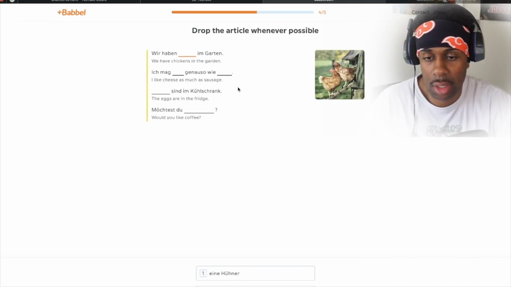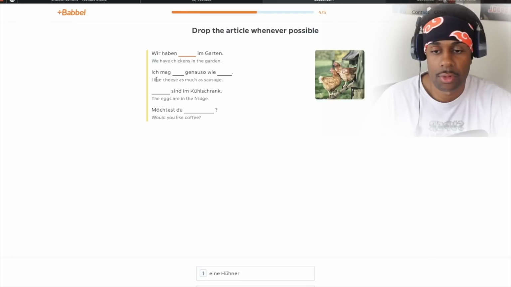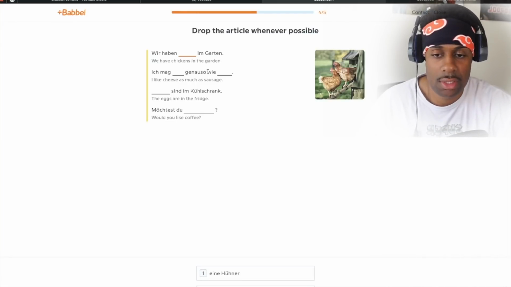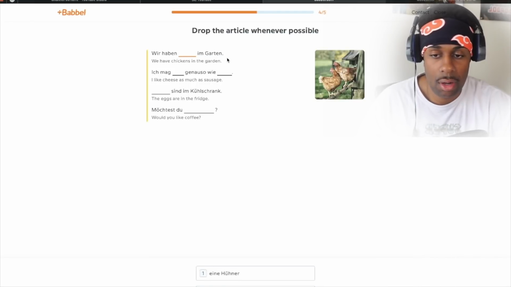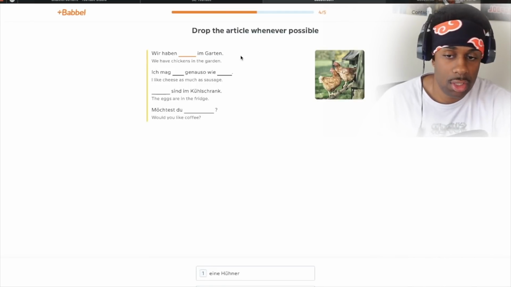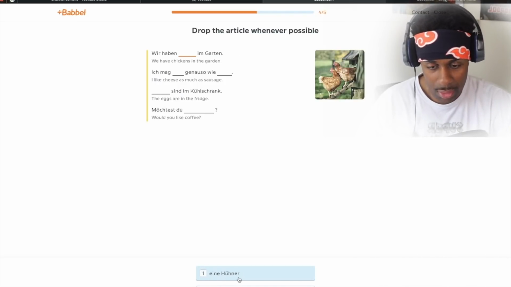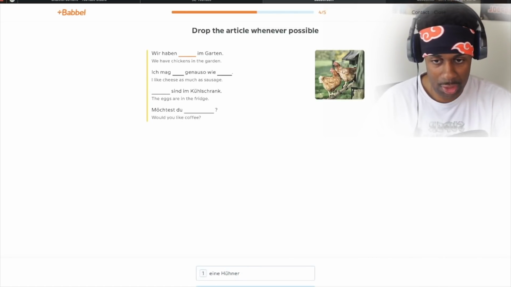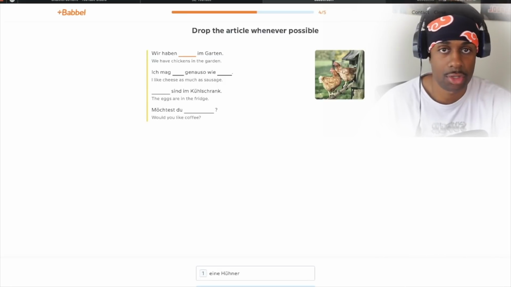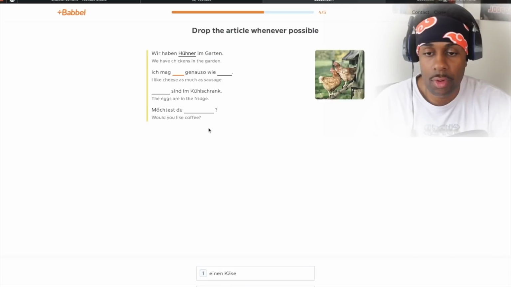We have chickens in the garden. So this is where it's like drop the article wherever possible. This is going to be an indefinite article because it doesn't show you how many chickens they have in the garden. So that would be Hühner instead of ein Hühner, because ein Hühner means we have a chicken in the garden, and Hühner is we have chickens in the garden. So number two, bang. Wir haben Hühner im Garten.